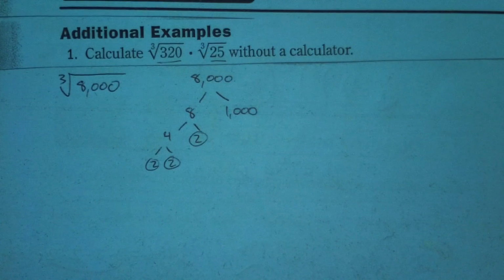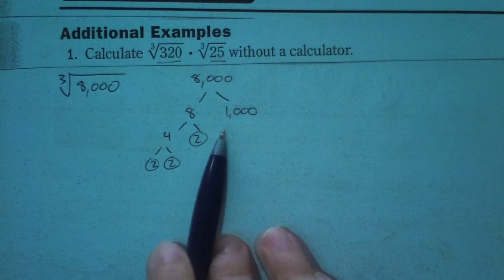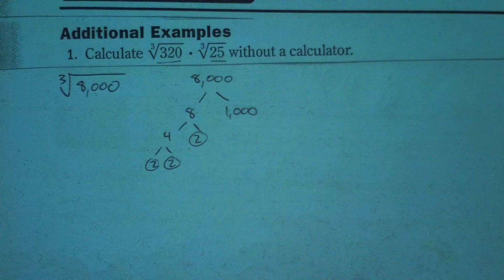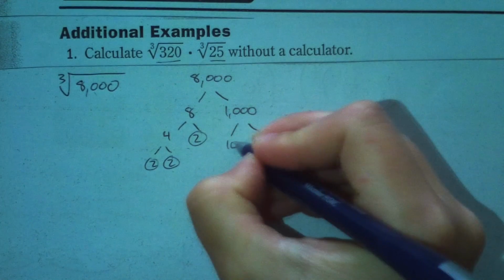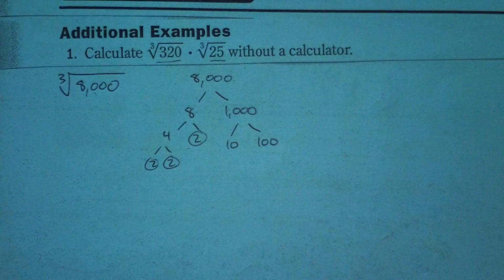So then you just take one thing from each of those groupings and you multiply them together. So you pull a 2 from there, times a 2 from there, times a 5 from there. And then you just multiply all those together. So 2 and 2 is 4. 4 times 5 would be 20. So the cubed root of 8,000 would end up being 20.